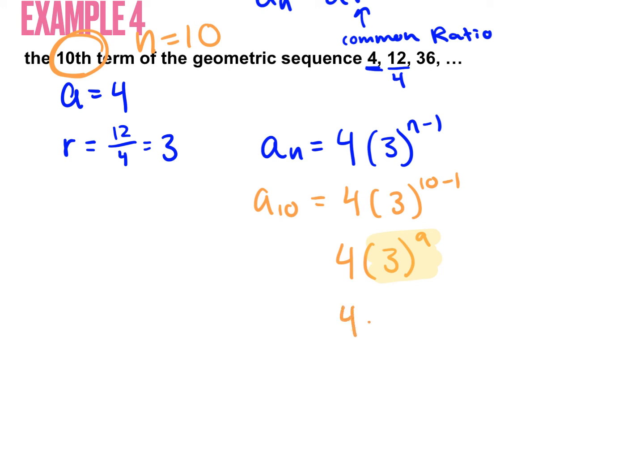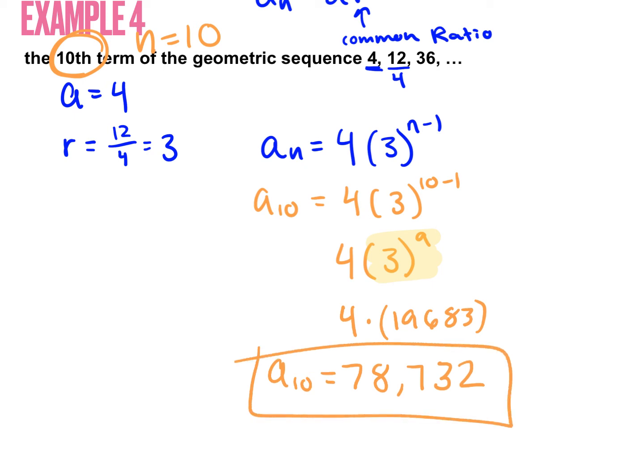So 4 times 3 to the power of 9 is 19,683. So we just put that in our calculator and then multiply that times 4. So we get 78,732. So that is our 10th term.